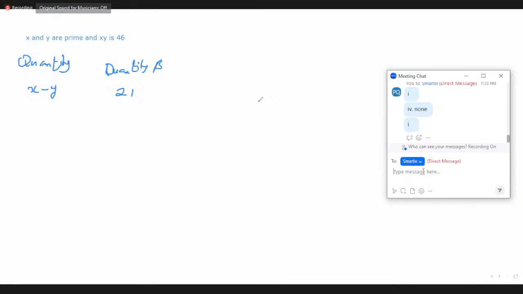Like whether quantity A is greater than B, equal or less. Those questions, the answers are always the same. Option A is quantity A is greater than quantity B. Option B is quantity B is greater than quantity A. Option C is they are equal. And option D is the relationship cannot be determined. They're always the same all the time.